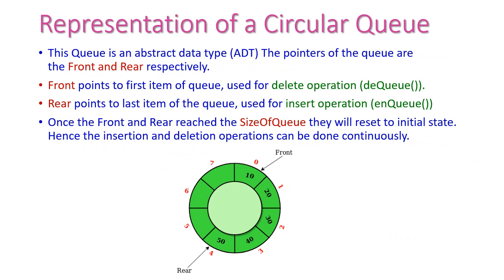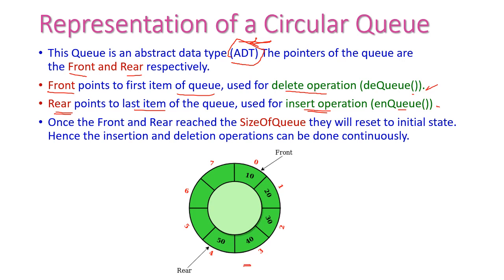Next, let us see the representation of circular queue. It is also an abstract data type. It shows only the abstraction of the implementation. We cannot see the complete implementation here. The pointers of the queue are front and rear, like our normal queue. Here the front points to the front side of the queue and it is used for the delete operation, that is the dequeue operation. And the rear pointer points to the last item of the queue, which is used for the insertion operation, that is the enqueue operation.